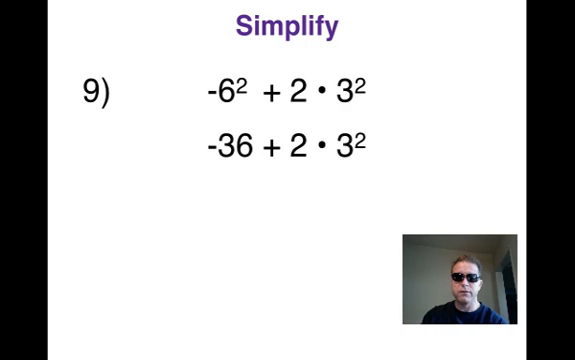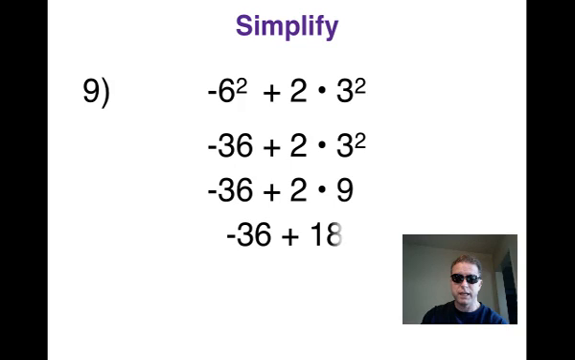So that's going to be -36 plus 2 times 3 to the second. I'm going to do that 3 to the second and get 9. Order of operations, got to do the 2 times 9 next, is 18. Now I've got 36 negatives, 18 positives. Signs are different, so I'm going to subtract. What do I have more of? Hopefully you're thinking negatives. And I get -18 for an answer.